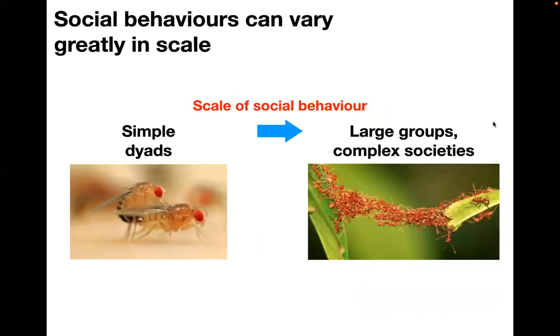They vary a lot in scale. The scale of social behavior ranges from simple dyads, like this pair of mating fruit flies, up to things that require a large group to perform, like this bridge building behavior of these army ants. That's a phenomenon that requires many individuals to be accomplished. So they're forming this bridge with their bodies so that their colony members can pass on a particular route.